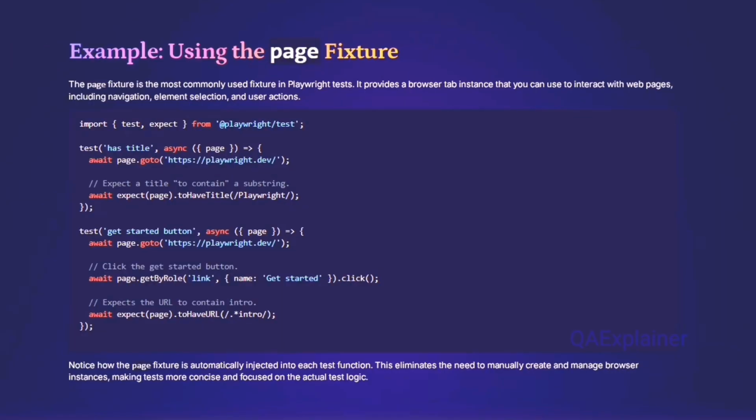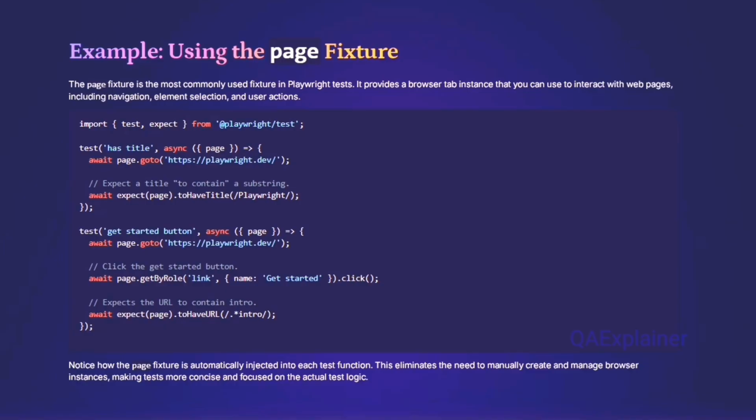Here I'm giving one example of the page fixture. See that here I have imported the test method from Playwright test, and then I'm calling page.goto and directly hitting the URL. This will open the browser and directly hit that URL. Then I can assert the page title, to check whether the page has loaded or not.